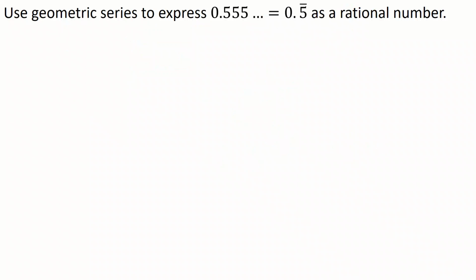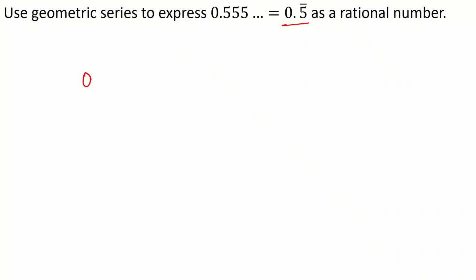Next question. Use geometric series to express 0.5555 or 0.5 recurring as a rational number. What they are asking us is to convert this 0.555 till infinity into a fraction. So it's something of the form p by q. We have to write it down as a fraction. Okay, so let's see how we can do it.